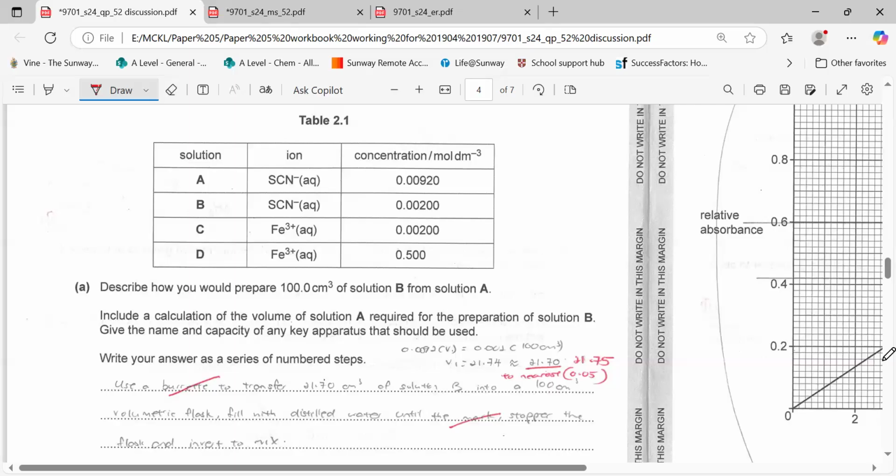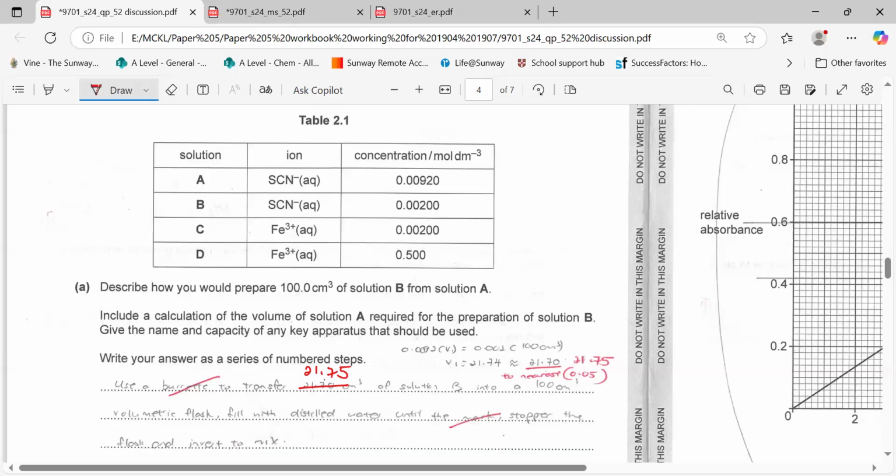Okay, now you have to state the apparatus, which is the name and the capacity. So I say use a burette to transfer 21.75. Okay, 21.75. I explained why 75 and not 70 already, because going from 4 to 5 makes a plus 0.01 error, which is smaller that way.